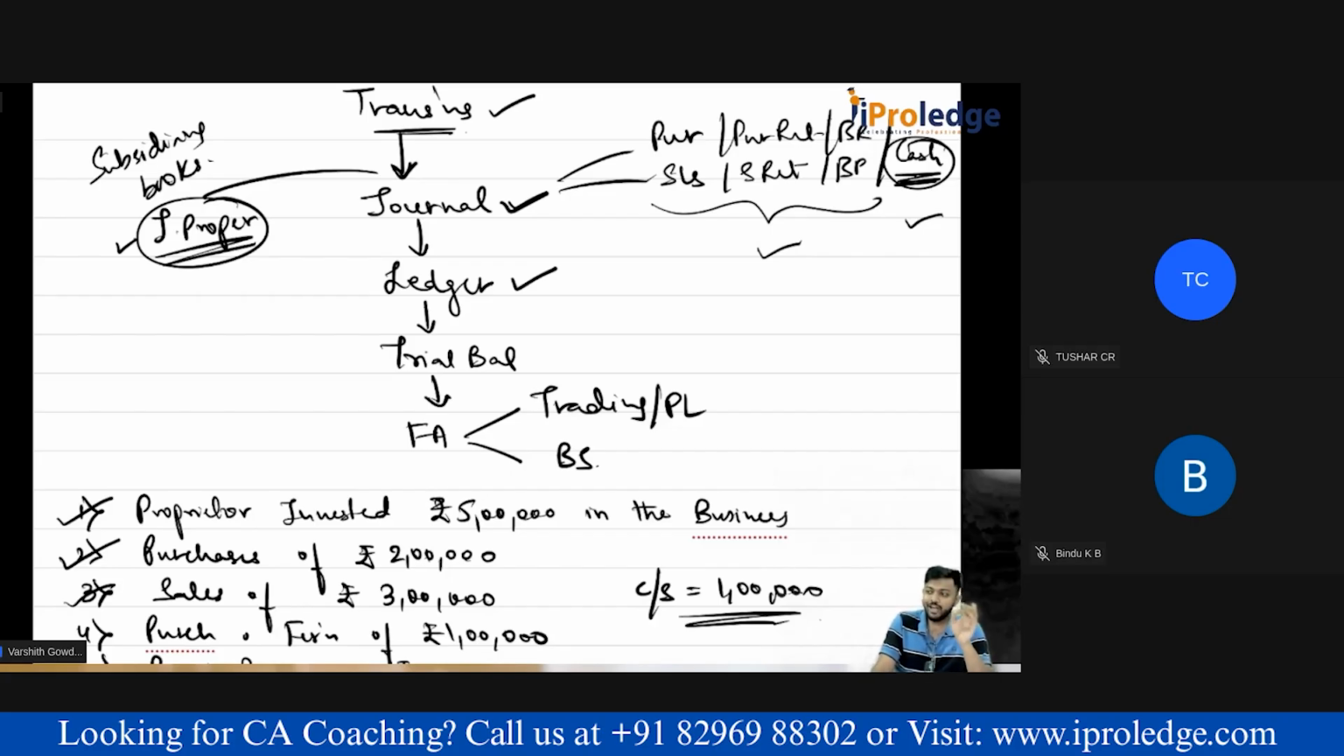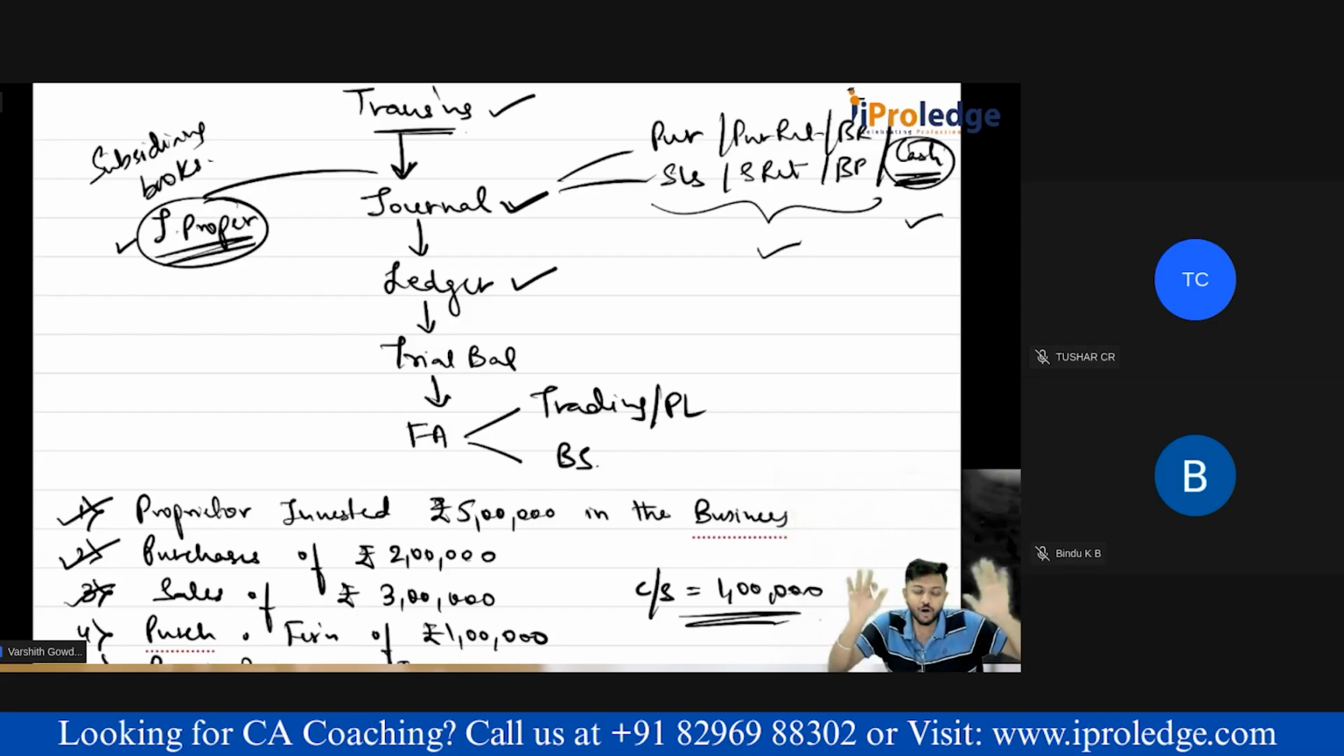So one way to record a transaction is the subsidiary book. One more is journal proper. In journal proper, a direct entry will be passed. In subsidiary books, we just record it. From subsidiary books, it will directly go to the ledger. After putting it in subsidiary books, will we again pass a journal entry?